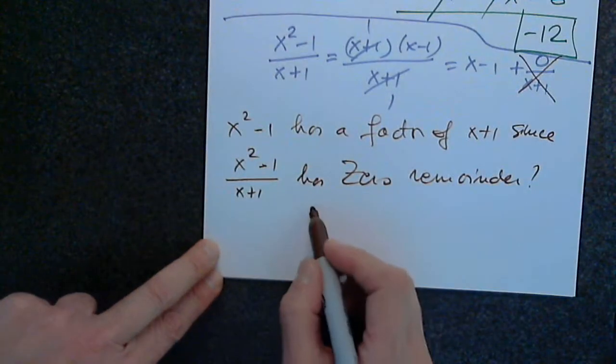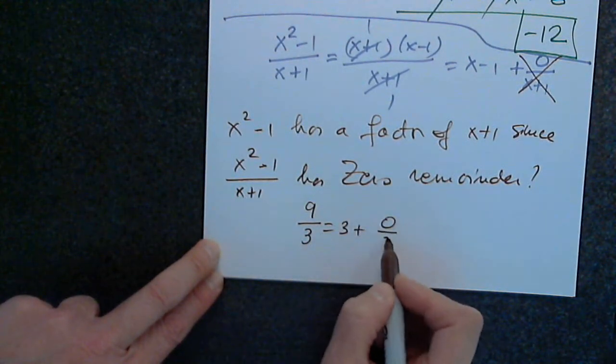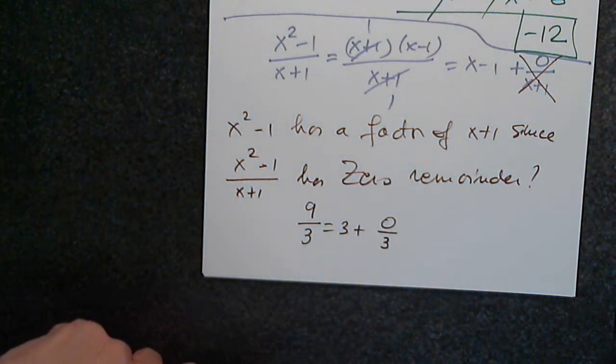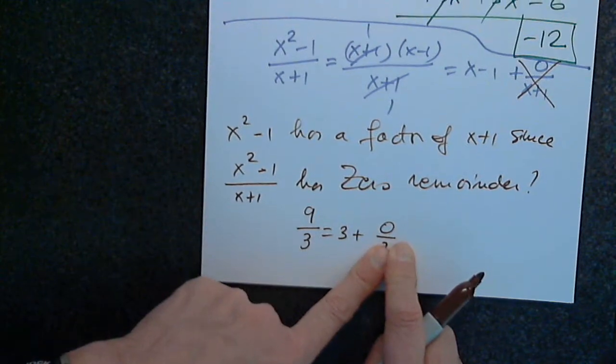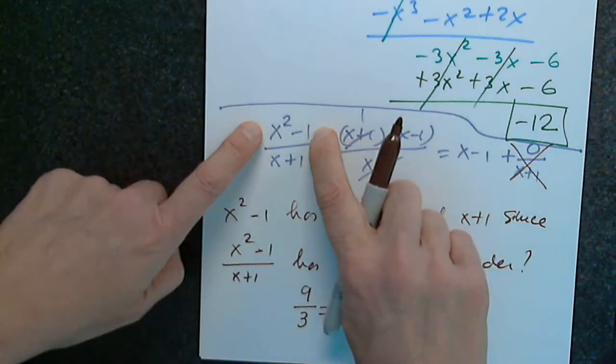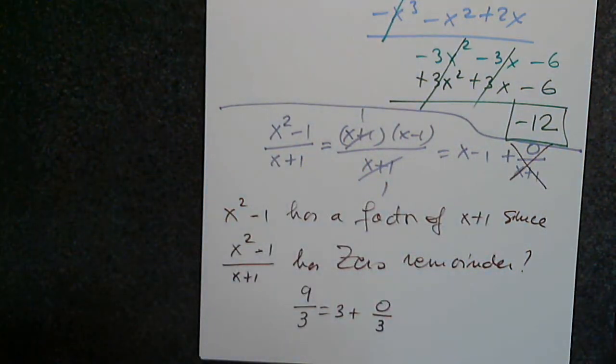Here's a simpler question. 9 divided by 3 is 3 plus 0 over 3. Can I say that 3 is a factor of 9? Yeah. Because the remainder is 0. The same thing here. Can I say that x plus 1 is a factor of x squared minus 1 because the remainder of the division is 0? Yeah.